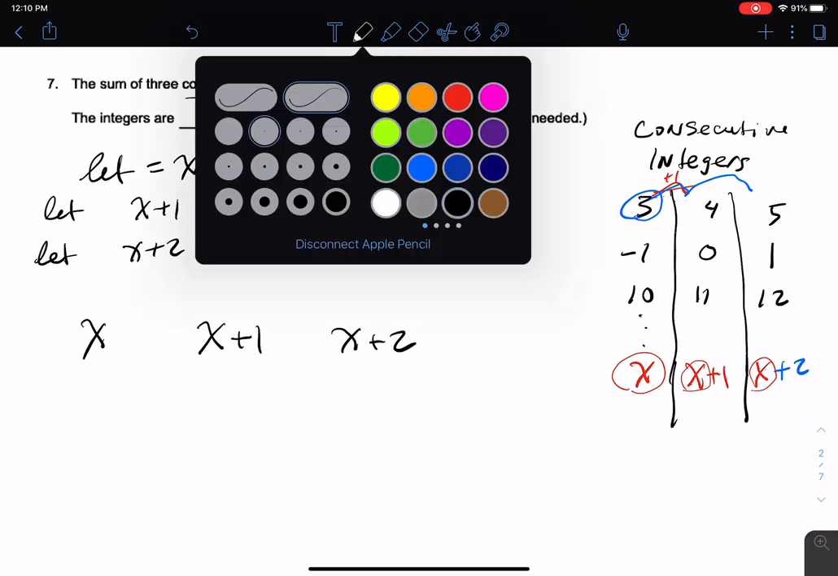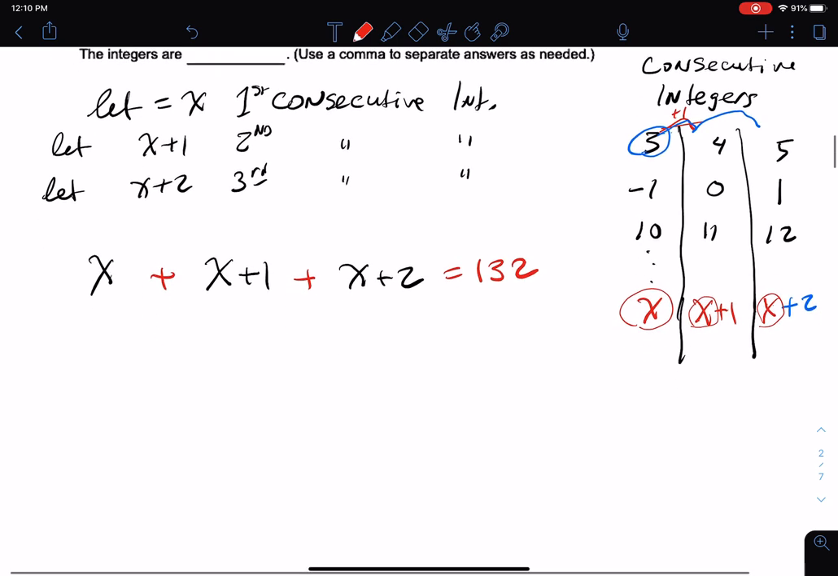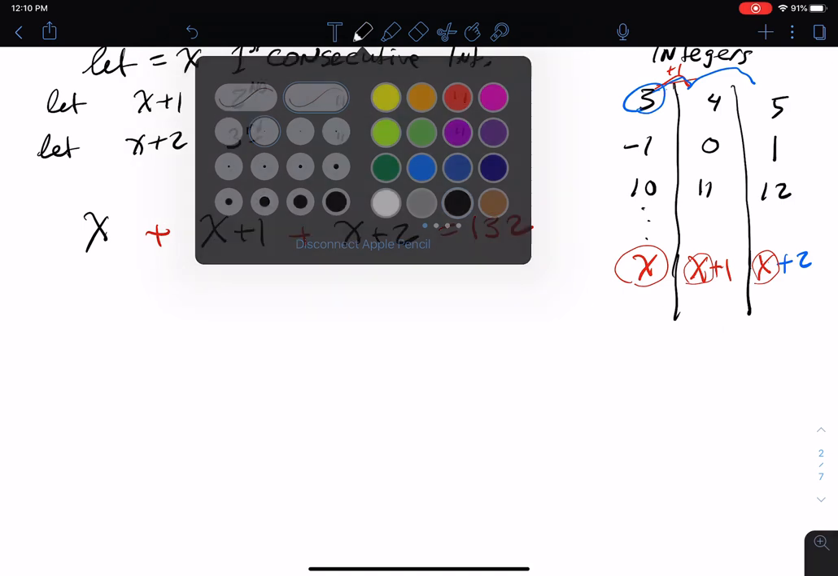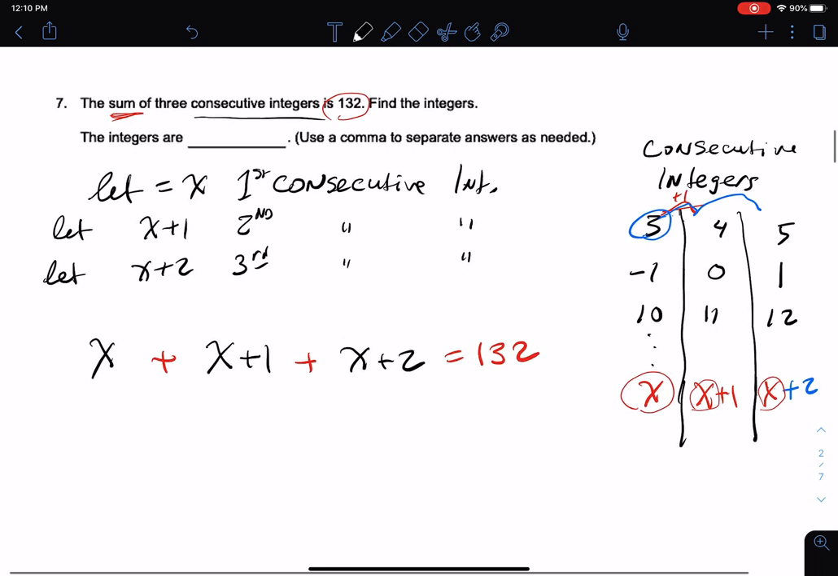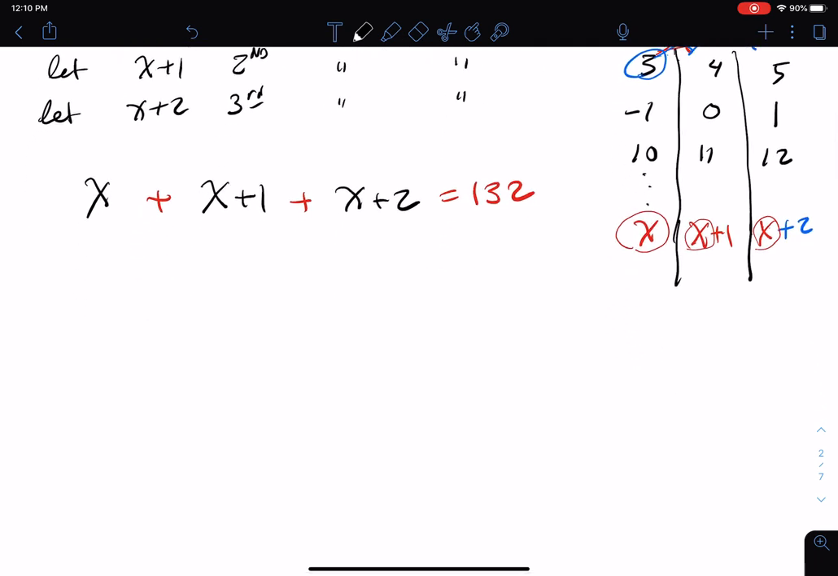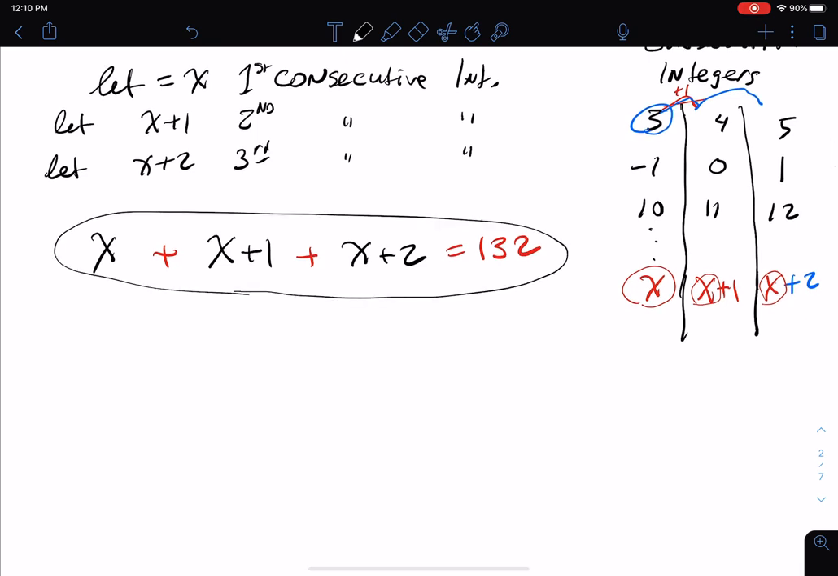Well, look at this problem. They want the sum of 3 consecutive integers. Sum means you're going to have to add them up, and when you sum them up, it adds to 132. So here's our equation. A big part of solving a word problem is turning that question into an algebraic equation, and we defined our variables there. Now that we have this algebraic equation, we can solve it.